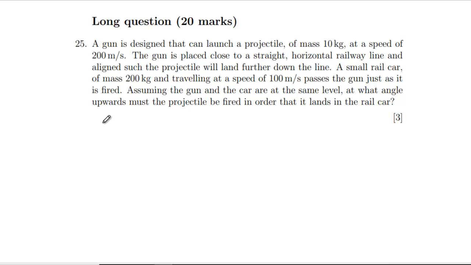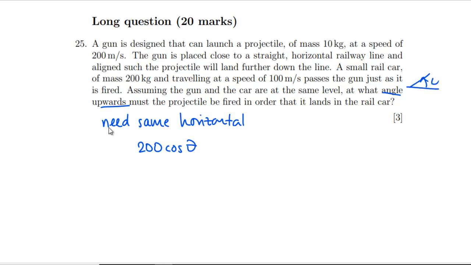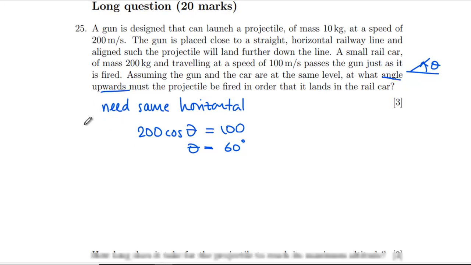Right, so we need the same horizontal velocity. That means we need the horizontal component of the projectile's velocity, which is going to be 200 cos theta, because it has said angle upwards. So 200 cos theta has got to be equal to 100. So theta must be equal to 60 degrees. Right, that's a nice starter.